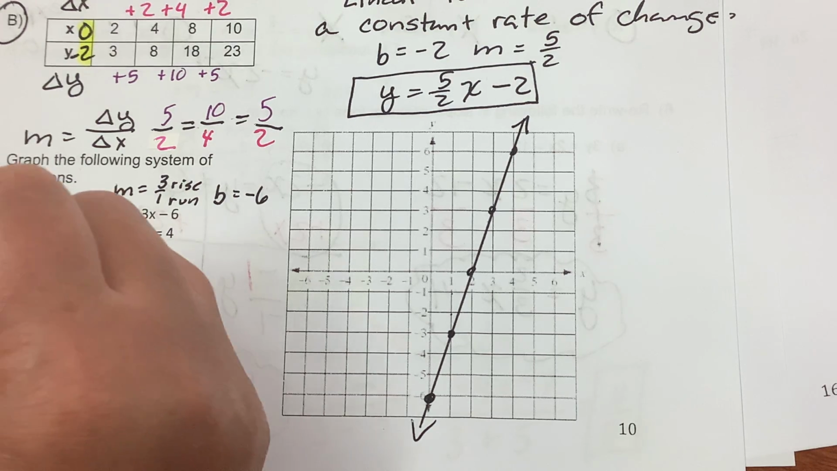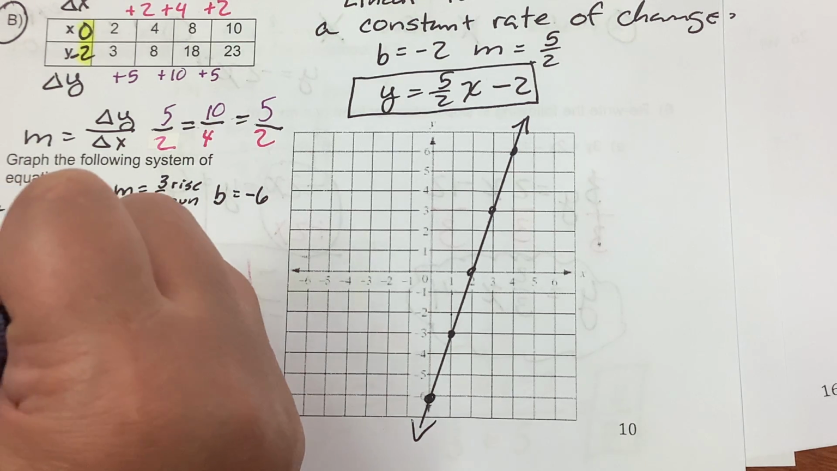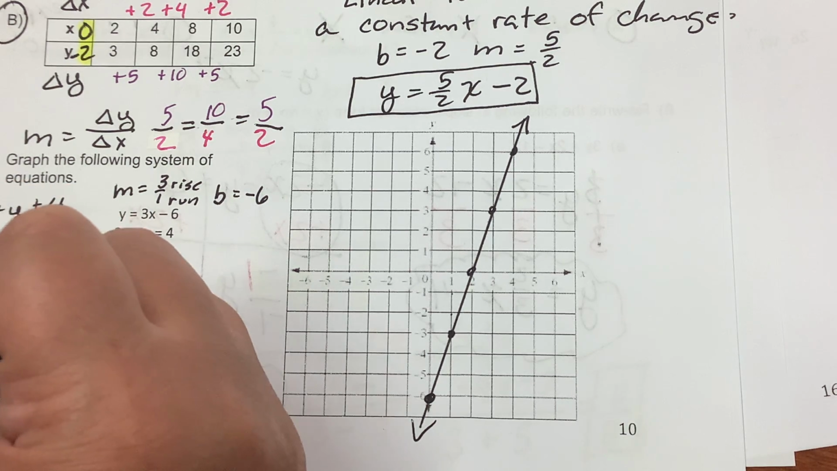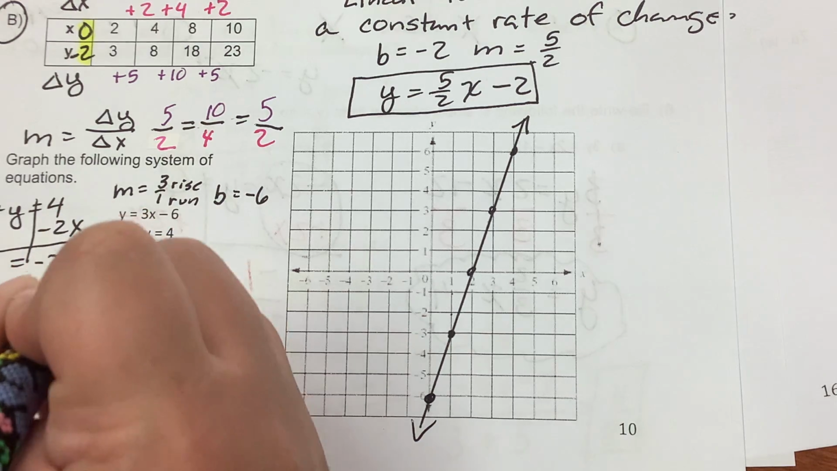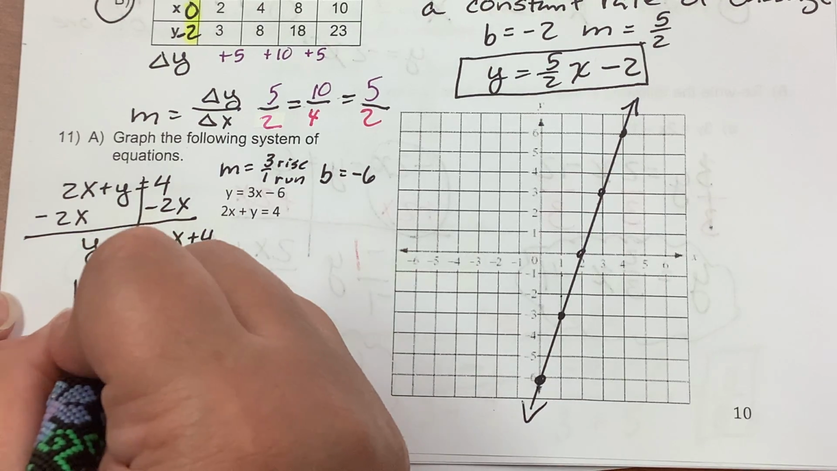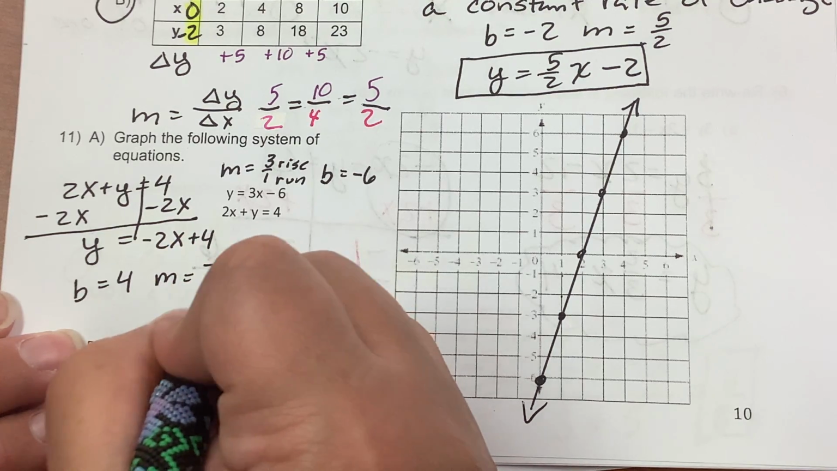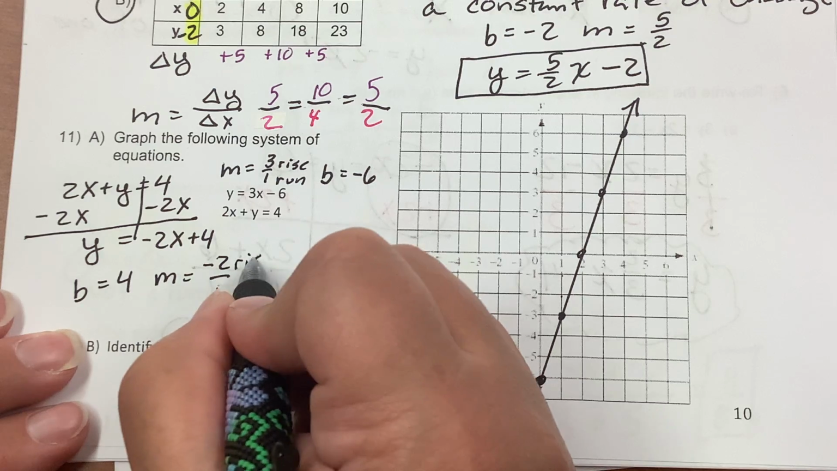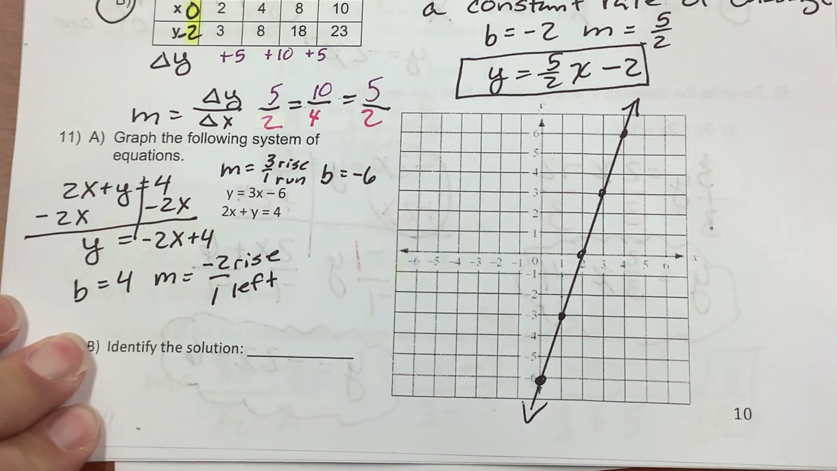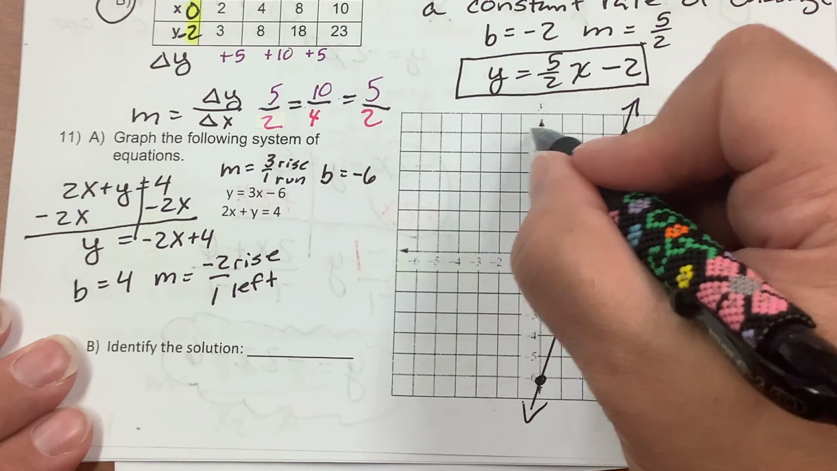2x plus y equals 4. I'm going to have to subtract 2x from both sides of the equal sign because my goal is to get the y by itself. Y equals -2x plus 4. Begin at the back at the b, so I'm going to have b equals 4, and to get more points, I'm going to need -2 over 1. So I'm going to rise 2, and I'm going to go left 1. So starting here at 4, begin at 4, and rise 2, left 1.